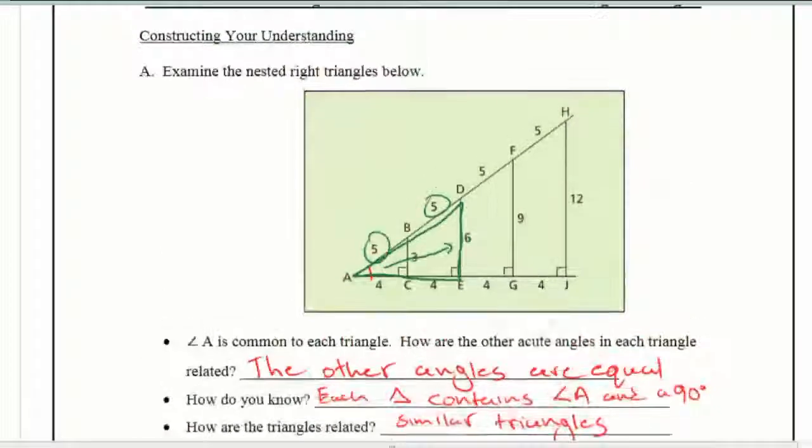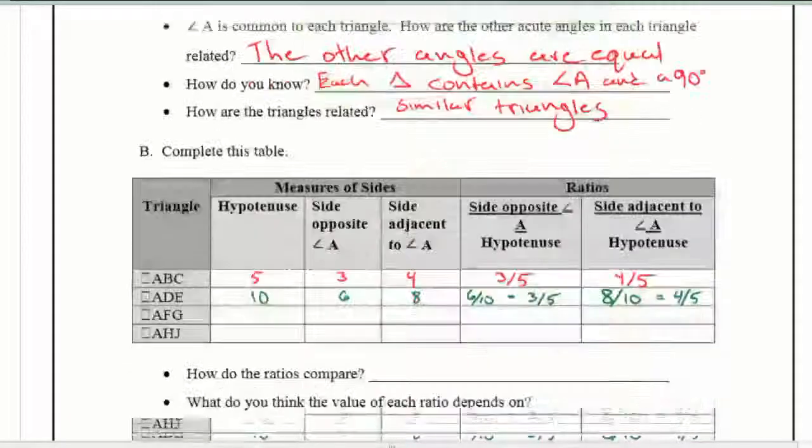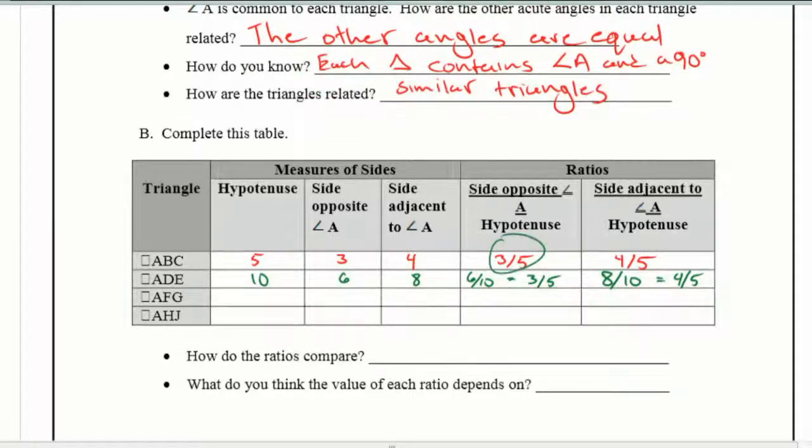Now, I want to point out that these similar triangles aren't set up in any special way. It's not like the question was rigged so that they would all end up having the same ratio for their sides.